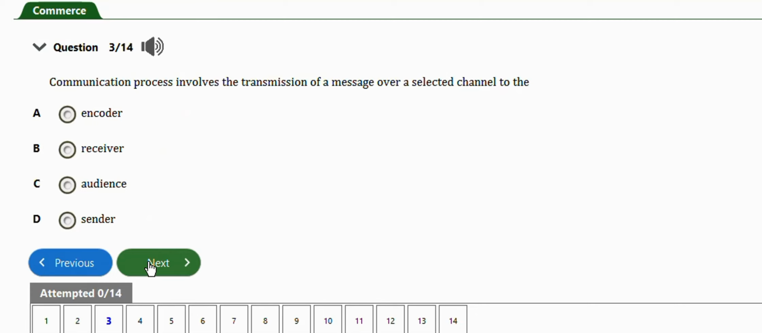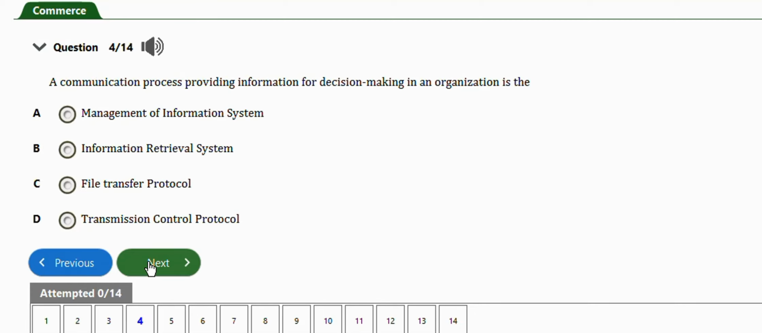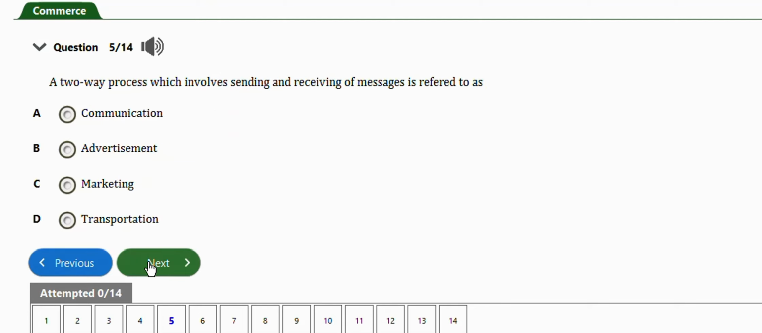Very important. Next question is this one. It says a communication process providing information for decision making in an organization is the management of information system, information retrieval system, file transfer protocol, transmission control protocol. The right answer is option A, which is management of information system. Okay, next question is this one. It says a two-way process which involves sending and receiving of messages is referred to as, so it's very simple, communication, option A.